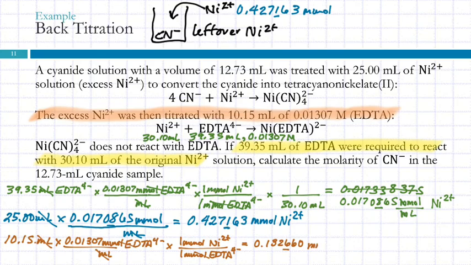So I'm using you guys as my second calculation. So that's the amount that was left over. So that's the leftover amount. You can write that up here: 0.132660 millimoles.